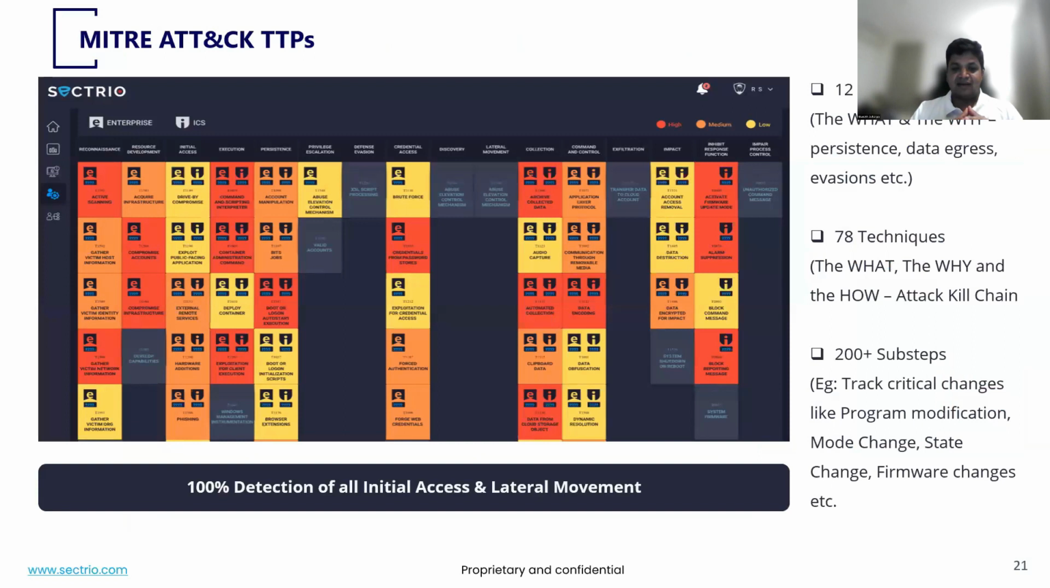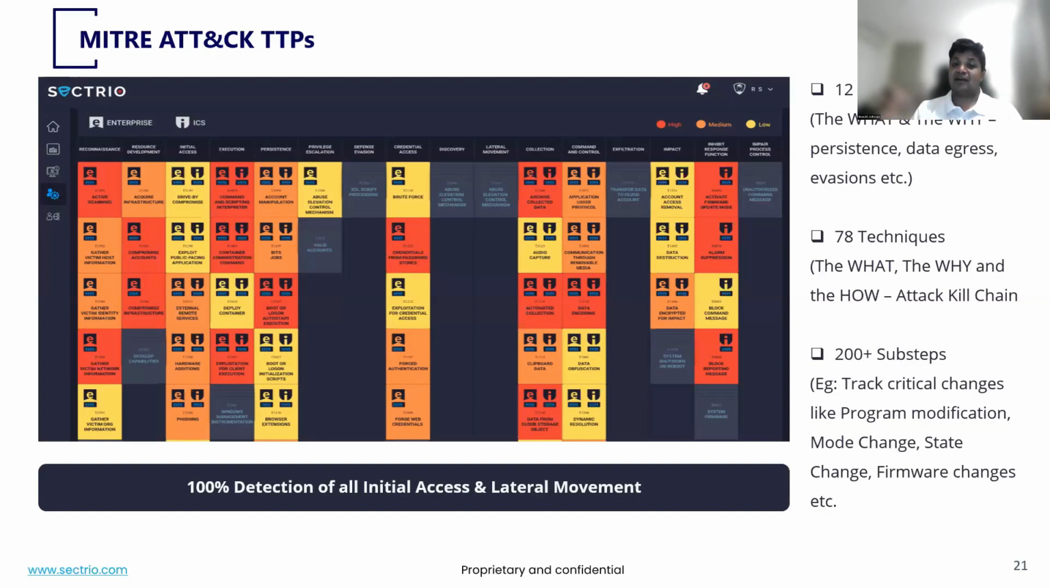We have tested our system and we have almost 100% detection for initial access and lateral movement. Initial access as part of the intrusion detection solution and lateral movement as part of the microsegmentation solution. So when both are put together, we are able to detect all the steps, and we have all the sub steps mapped as well, not only the tactics and the techniques, but also the sub steps that the attacker might take.